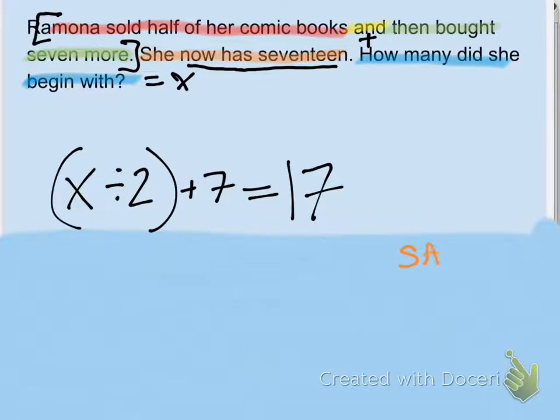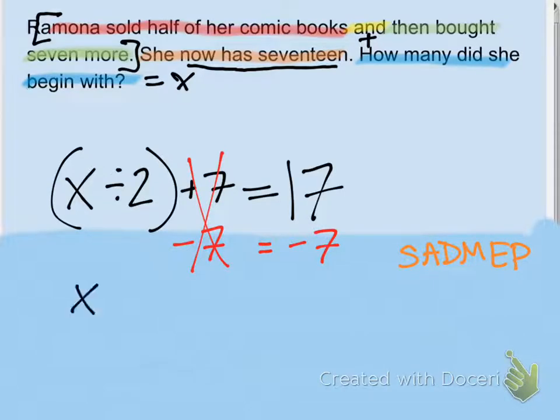Now we follow SADMEP. Do we have any addition or subtraction in this problem? Yes, we do. We have plus 7. So I do the opposite. Minus 7 equals minus 7. Notice I show my work. This is how you have to do it. 7 minus 7, that's gone. Now I'm left with x divided by 2 equals, and 17 minus 7 is 10. Perfect. Done with those two.